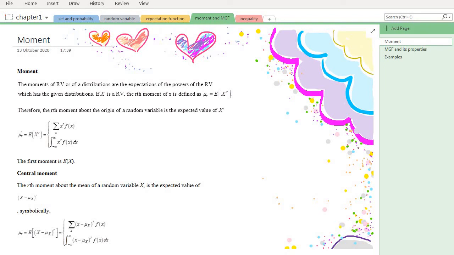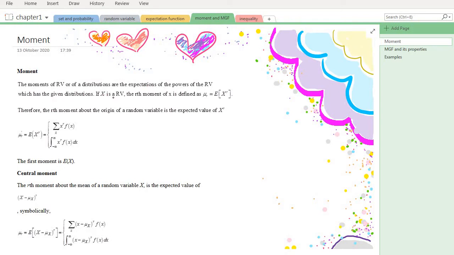Hi, now we are going to move to the next section about moment and moment generating function. First, let us start with moment. Moment is defined as mentioned here: the moments of a random variable or of a distribution are the expectations of the powers of the random variable which has the given distribution.